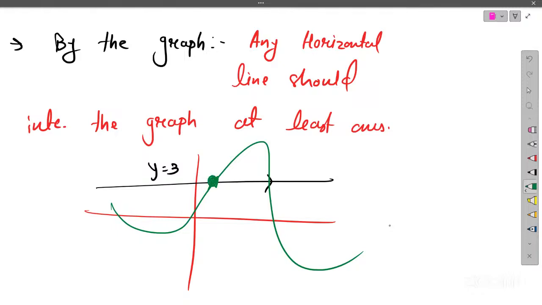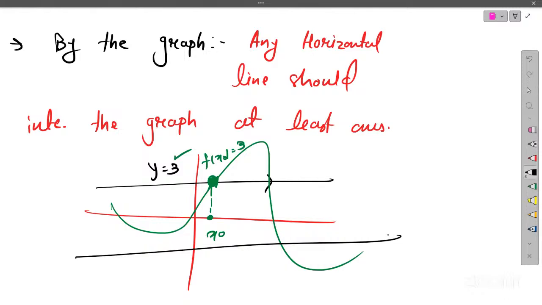But if it is intersecting at least once, then you can say that, okay, surely I have some x naught here for which the function value f of x naught is nothing but 3. That means for this y equals 3, I have a pre-image. And if this is true for any line, so for example, instead of y equals 3, I draw a vertical line here. This is also intersecting the graph at least once.